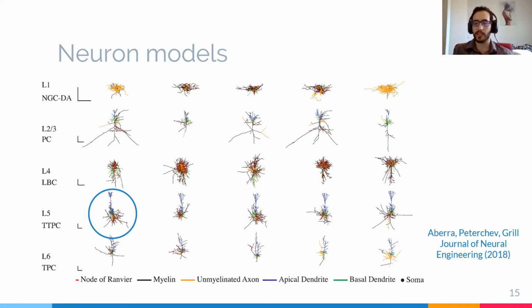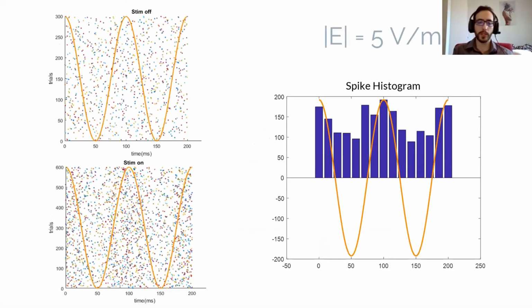These seem to be the responsive neurons. But using multiscale modeling, you can study all types of neuron. So we did the same principle that I used for tACS entrainment, but I used this sophisticated pyramidal cell.